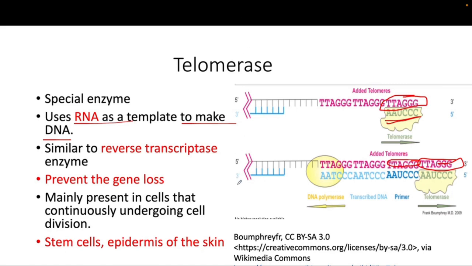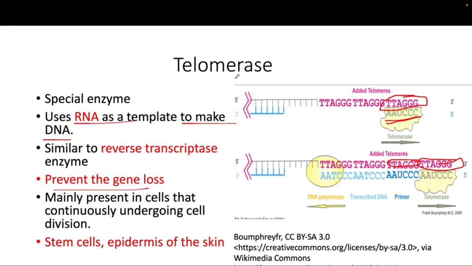Okay, and if you recall, this telomerase enzyme has the same function as the reverse transcriptase enzyme that can be found in viruses. What viruses do is they use RNA as a template to make their own DNA. So this telomerase has the same function as the reverse transcriptase enzyme, and again, they prevent gene loss because the telomere is a functional gene, and the cell does not want to lose the genetic material.